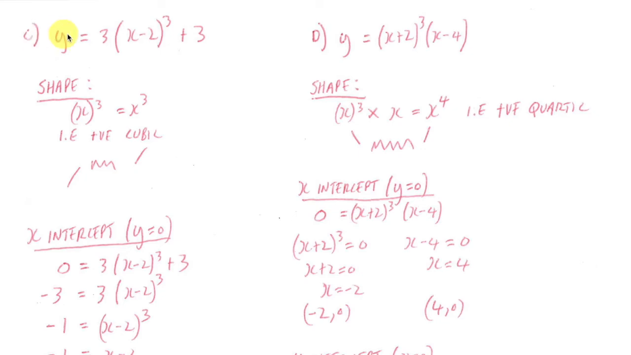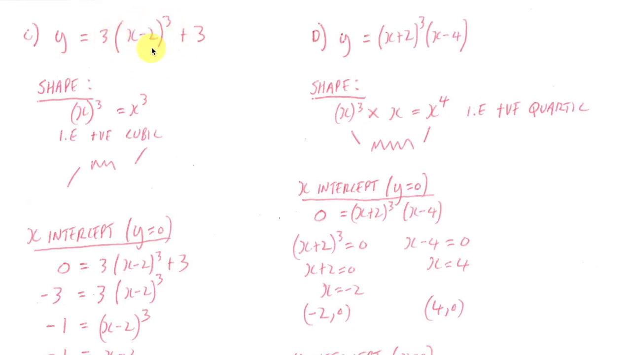For C, I've got 3 lots of x minus 2 cubed plus 3. This is very similar to quadratics that are in turning point form. Here it's a cubic, and then if you like, you can think of it as being in a point of inflection kind of format. Now, the value outside the front of the function is positive 3.